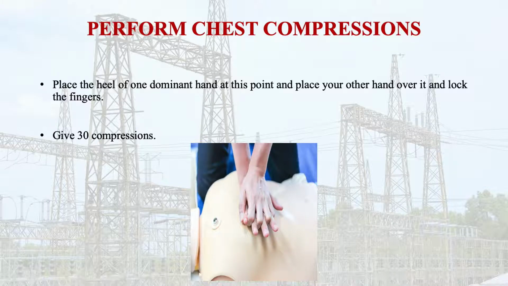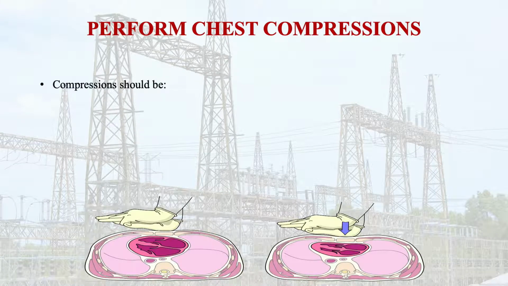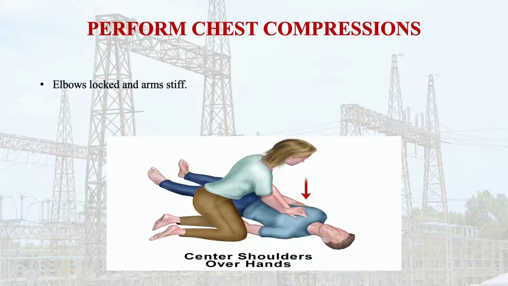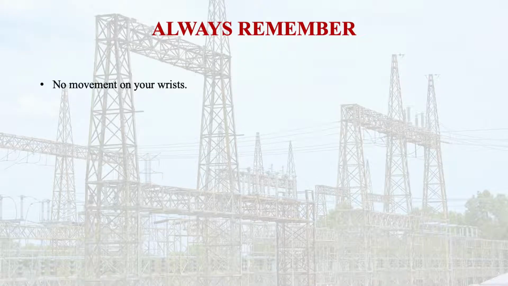Give 30 compressions. Compression should be hard and fast. It should be given 2 inches deep. Your shoulders must be directly over the sternum and they should not be bowed down like this. They must be stiff when you are giving the CPR. That is compressions. Your elbows should be locked, arms should be stiff, and then you will give the compressions. 30 compressions must be given at a time. Always remember, there should be no movements on your wrists.